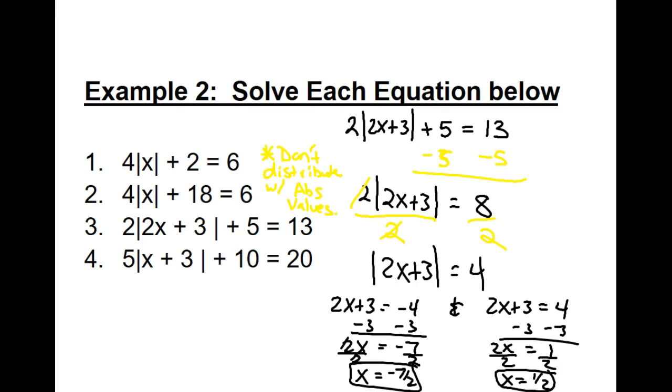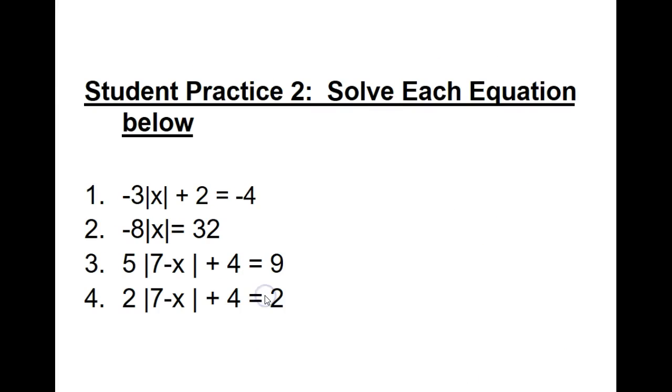So here's our big lesson for this example, okay? Don't distribute with absolute value bars. Divide that number in the front out instead. That's your big takeaway for this problem. So we're going to skip number 4. And let's see what you guys can do with these ones.